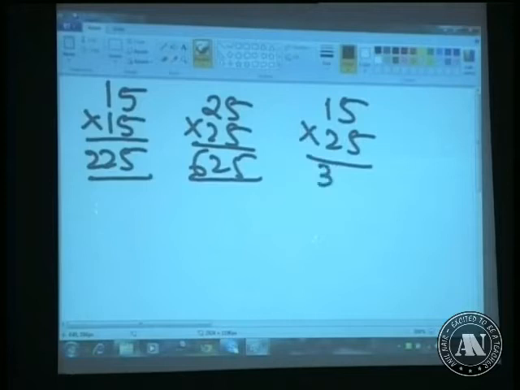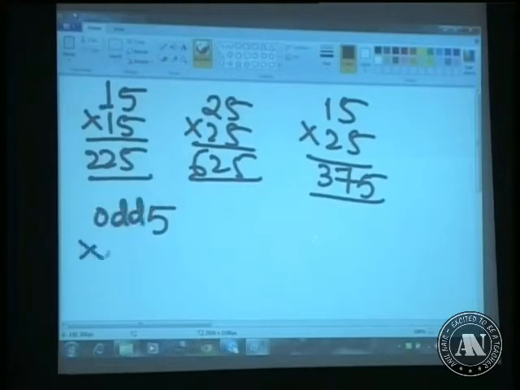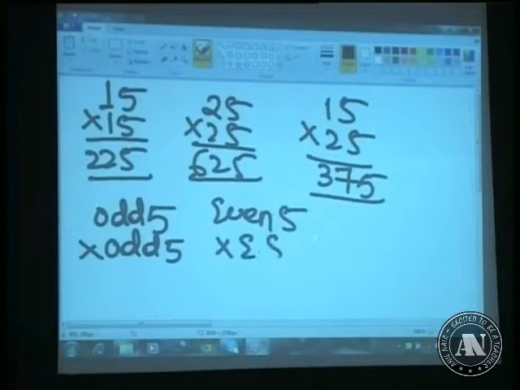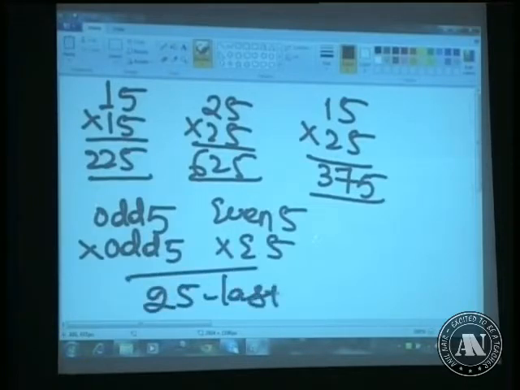Now if you observe, one very good logic is derived from this. Number is ending with 5. Odd number ending with 5 into odd number ending with 5, or an even number ending with 5 into even number ending with 5. What are the last two digits in both the cases? 25.